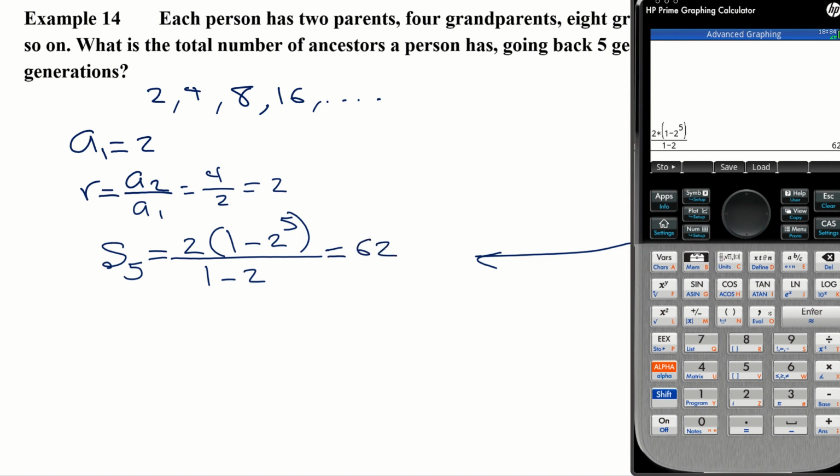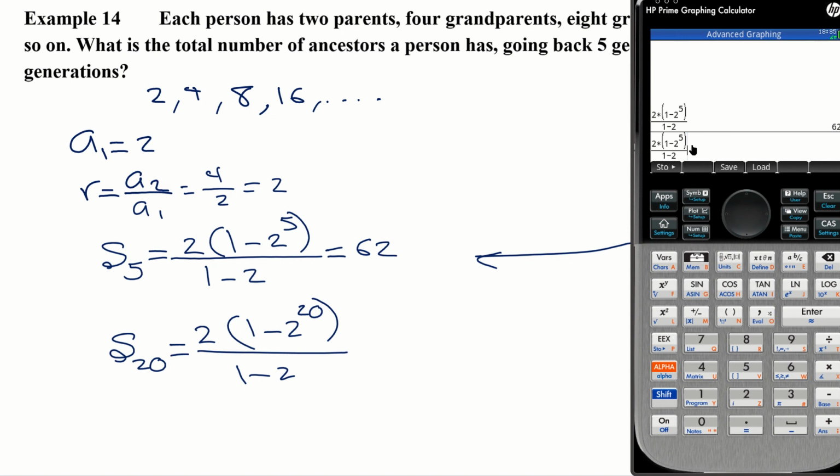Now it gets more interesting from there. So what would S20 be? Let's go back 20 generations and see how many people have been involved in your existence on this planet. So we get 2 times 1 minus 2 to the n, which in this case is 20, and then over 1 minus 2. We'll use a nice feature of this calculator to just copy that. Just double click it and it copies. And we're just going to change this 5 up here to 20. All right, so going back 20 generations, you have 2,097,150 ancestors.